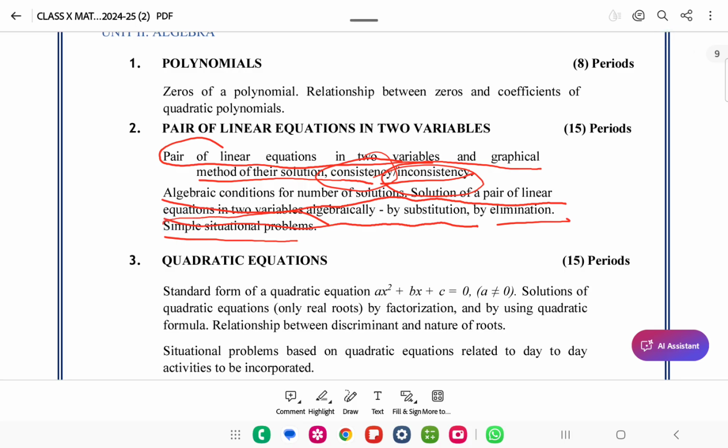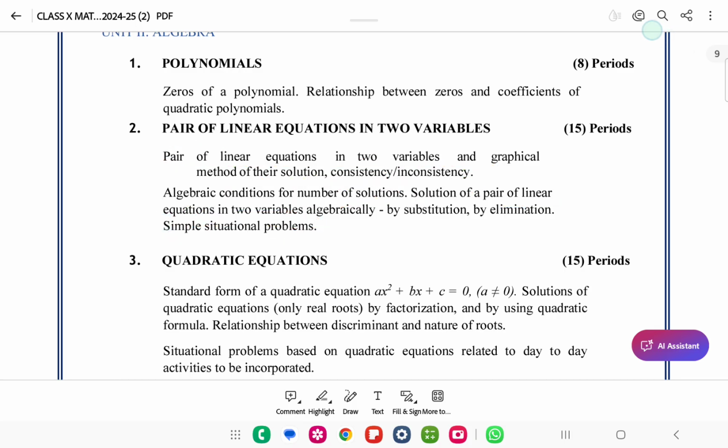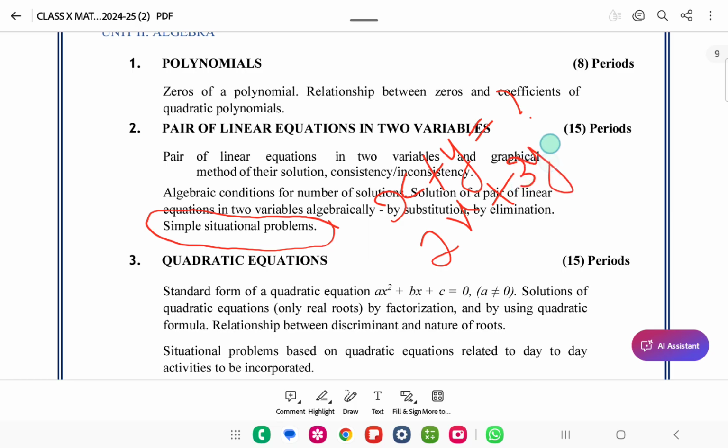In this topic, the main concept is some situational problems they will ask, and you have to convert that into algebraic equations. That is, it will come as x plus y equals some number, and another equation x plus 3y equals something. These two equations are very important for plotting the graph. These things you will study in this section. Graph is also important and solving the problem is also important. In this one, three conditions will come that we will study now.